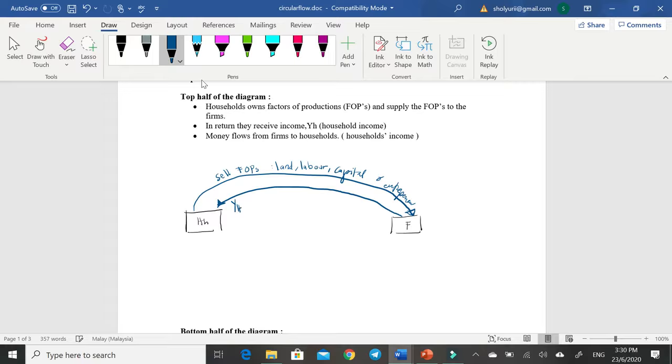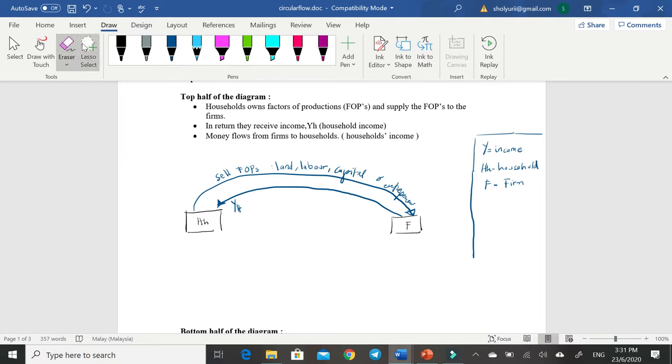YH. Y kalau dalam ekonomi, okay, saya buat satu indikator kat sini ya. Y means income. So HH tadi kita kata household, right? F is for firm. So bila saya tulis YH tu maksudnya dia akan menjadi pendapatan bagi household. Yalah, sebab household jual factors of production dia kan, dia akan dapat duit lah. And apa yang dia dapat?